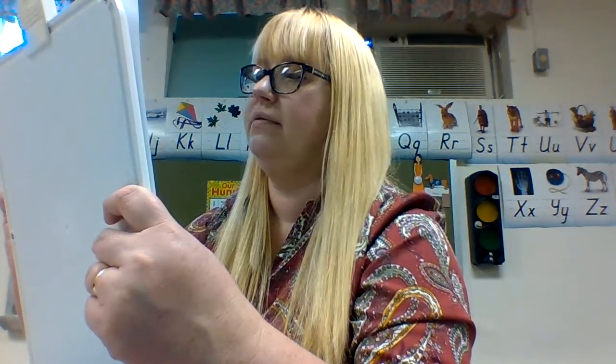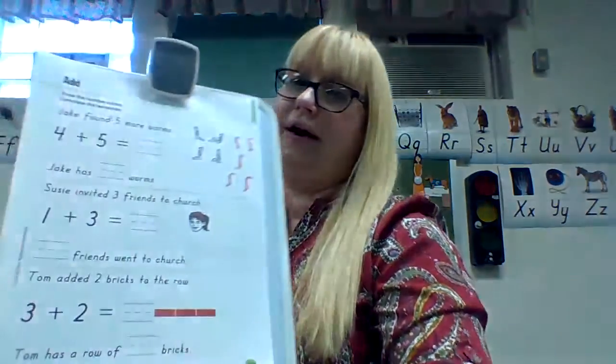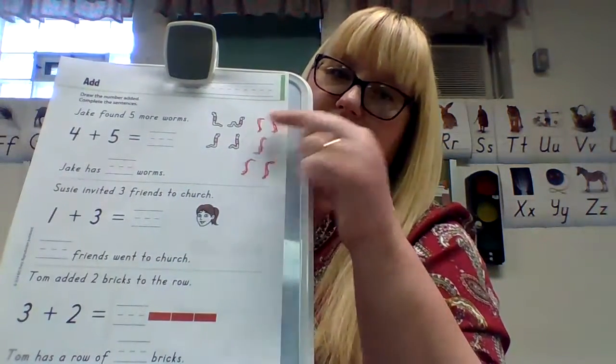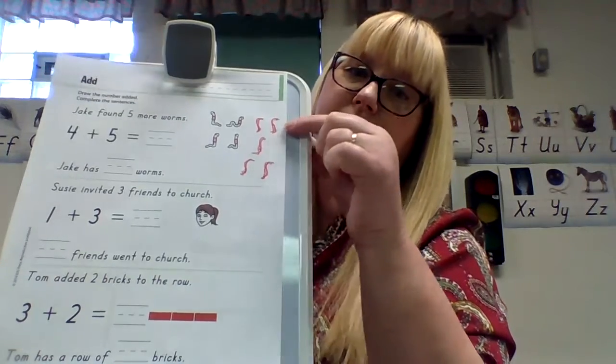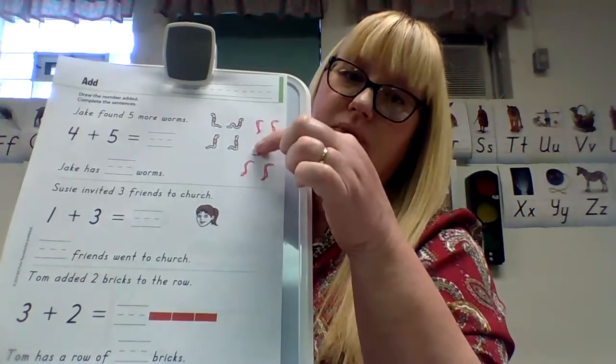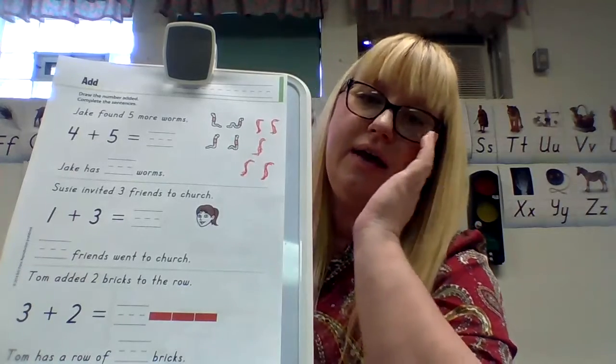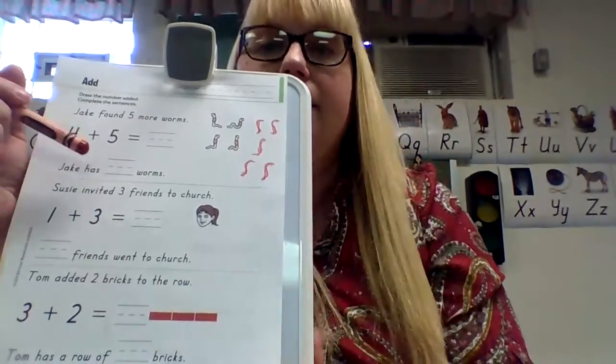Kind of hard to draw with this crayon. All right, so there's my 5. Remember it says Jake found 5 more worms. So here's my 5 more. 1, 2, 3, 4, 5. So how many does he have altogether?